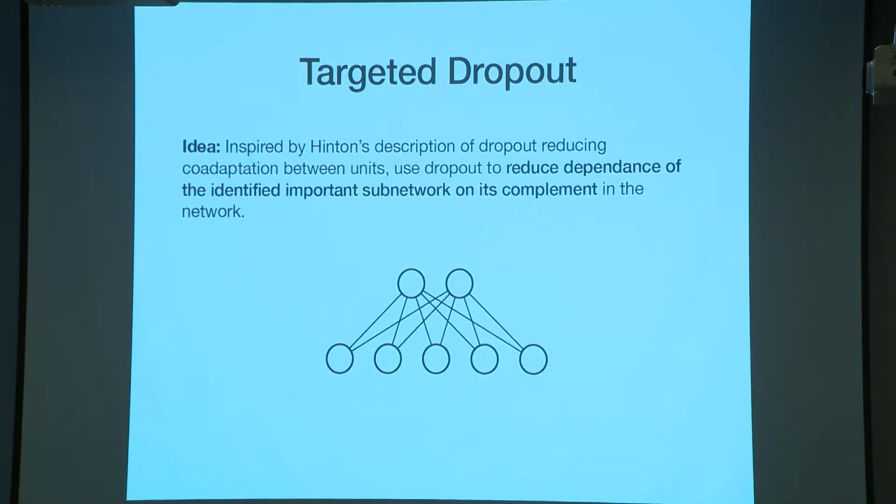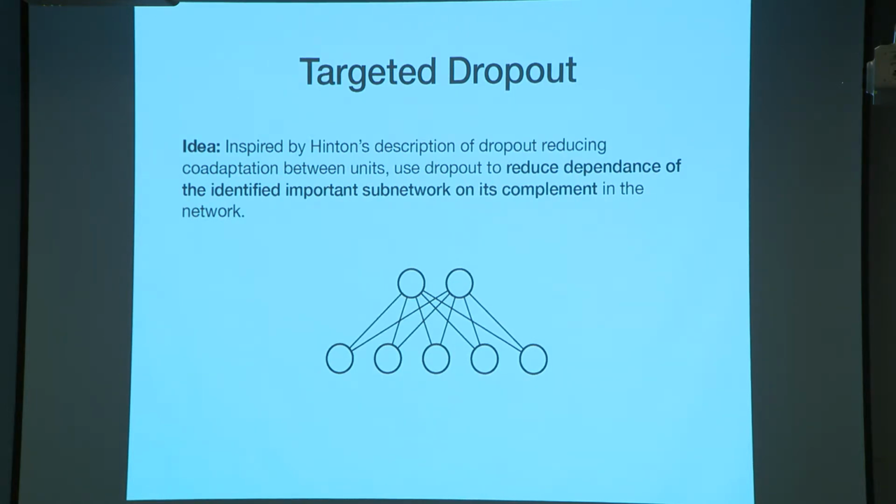And so the way that I'm going to try to ease this transition is a technique called targeted dropout. Targeted dropout is inspired by Hinton's description of what dropout does. His description goes something like, it reduces coadaptation between units in neural networks. And the way I interpret that is it reduces the dependence of higher neurons on the lower neurons that preceded it. So what dropout does is it randomly removes units from a network, and so a higher unit can't rely on the presence of a lower unit since it's being stochastically dropped out. And so what it ends up doing is it learns some function that isn't solely dependent on some subnetwork.